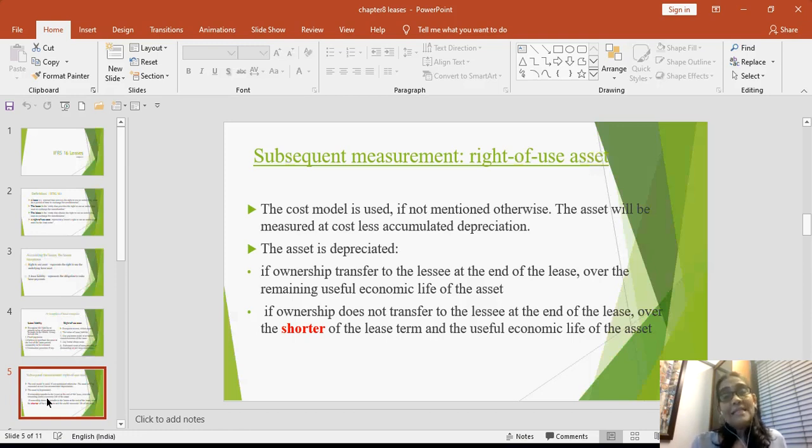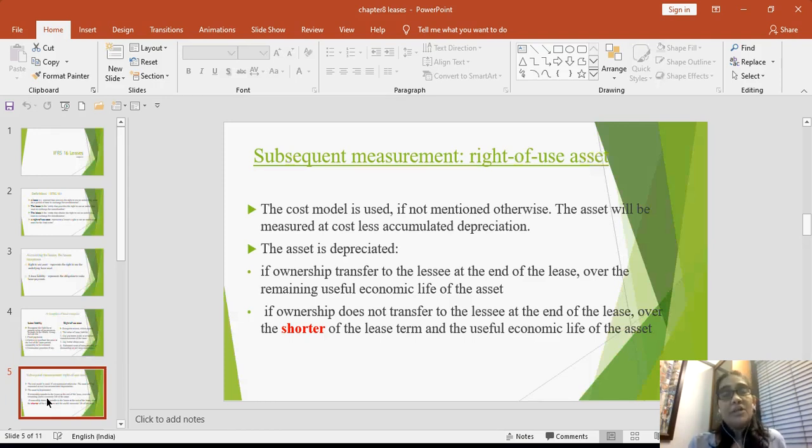We had already said that in calculating the initial value of the asset, we would take into consideration if the purchase price is there, part of the lease. Okay, so all that would be measured in the initial measurement of right of use asset.